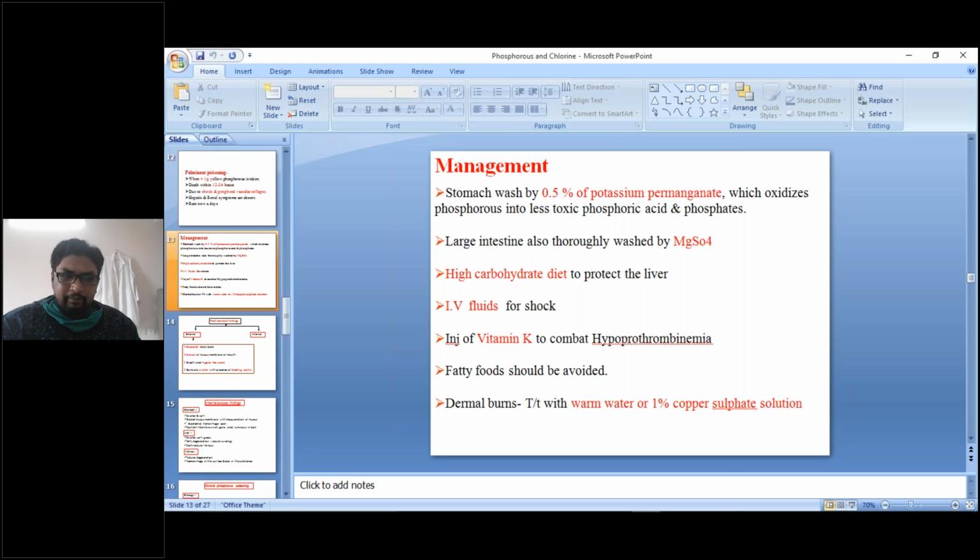So this is the brief management of yellow phosphorus or white phosphorus poisoning. We give stomach wash with 0.5% potassium permanganate, large intestine wash with magnesium sulfate, carbohydrate diet to protect the liver, IV fluids to protect from shock, injection vitamin K to prevent hypoprothrombinemia caused by liver damage, avoiding fatty food, and applying 1% copper sulfate solution over the irritant area on the skin or mucosa.